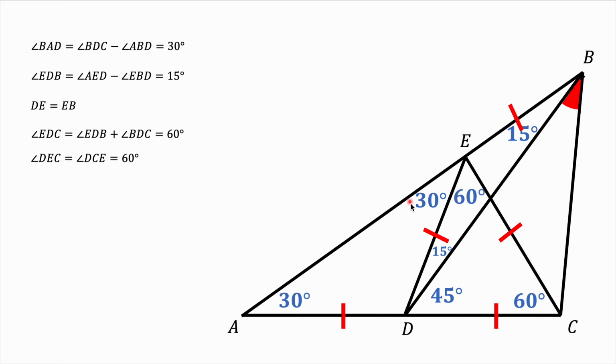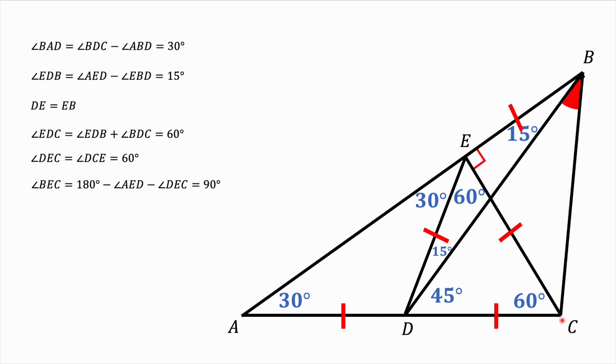Next, notice this angle 30 degrees and 60 degrees together give us 90 degrees. But that means this angle right here, BEC, is also 90 degrees.